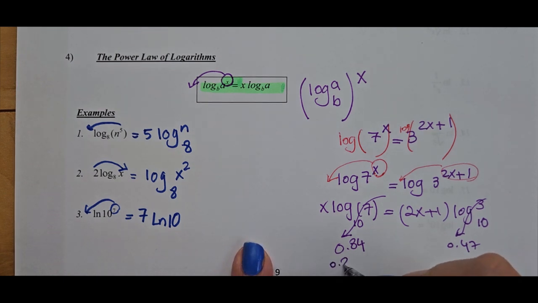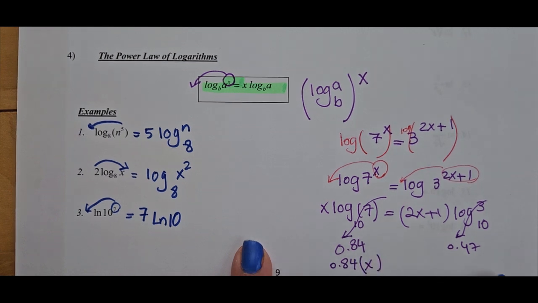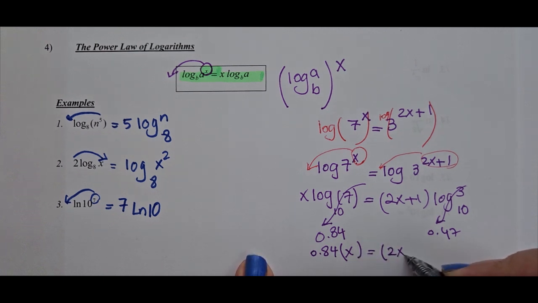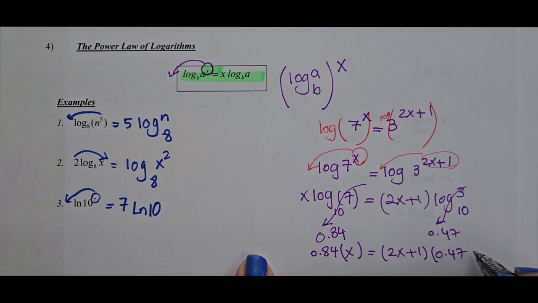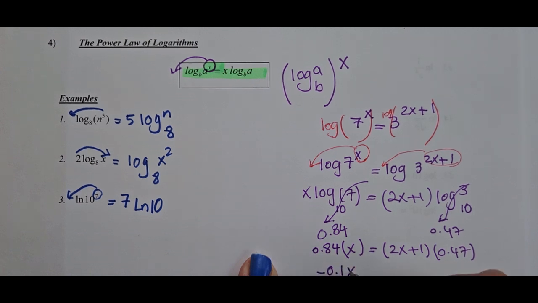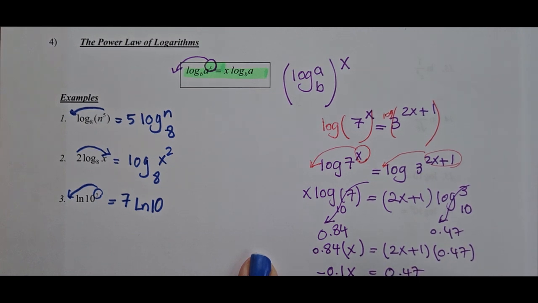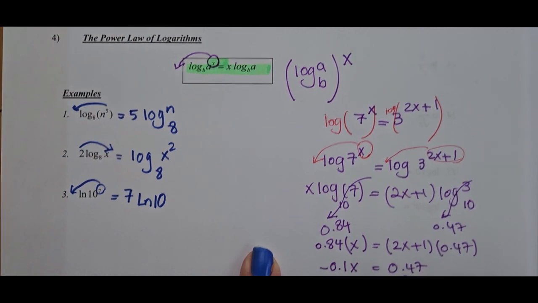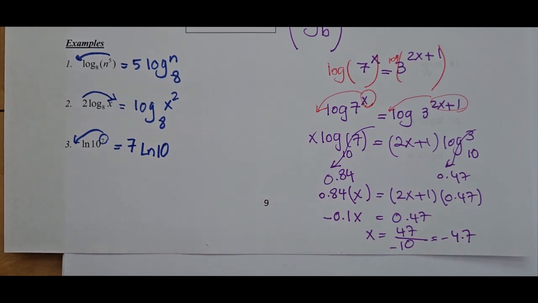So this will turn into an easy linear equation. 0.84 times x equals 2x plus 1 times 0.47. From here, you can move this: 2 times x times 0.47 is 0.94. It comes to this side, so it would be negative, so that would be negative 0.1 x equals 0.47. So the x would be 0.47 divided by negative 0.1, which is negative 4.7, right? And this is how you can solve it.